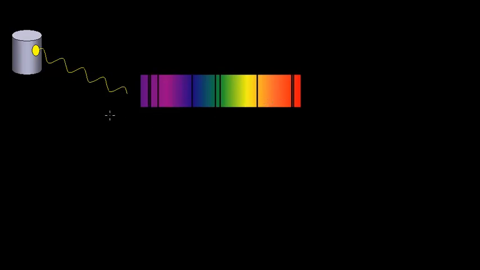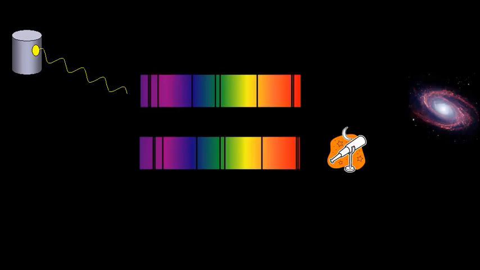When we compare that with the light that we see from a star or distant galaxy, well, most of the time, for most galaxies, we see that there is a shift in the wavelengths. You see that it's slightly shifted to the right, ever so slightly. In fact, that applies to all of the lines.